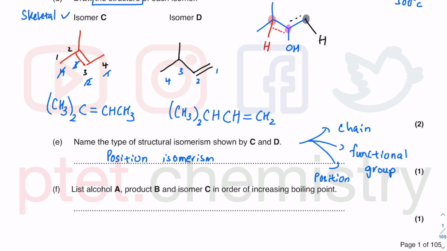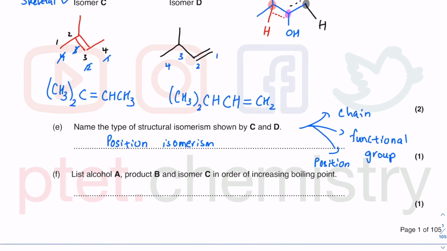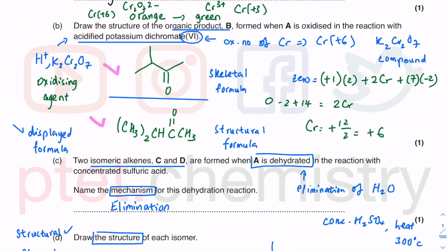Now list alcohol A, product B, and isomer C. What is this? Alcohol A.